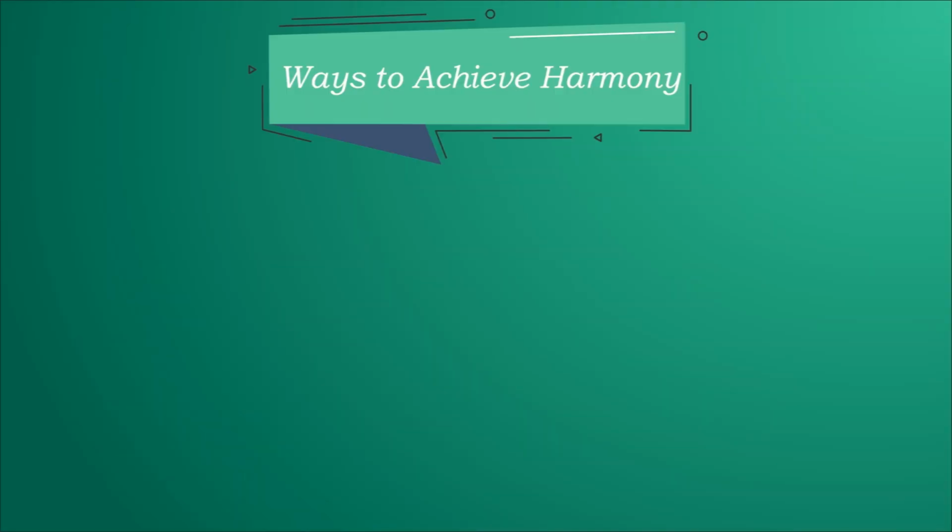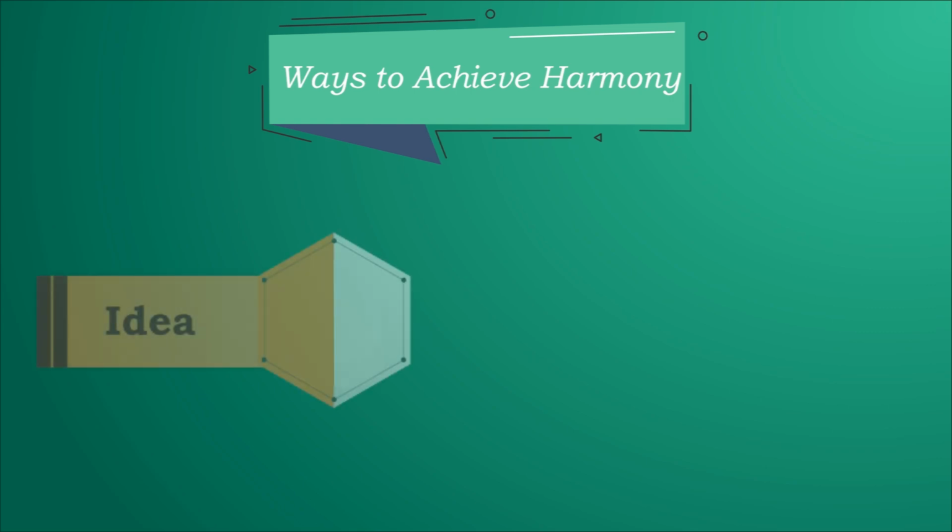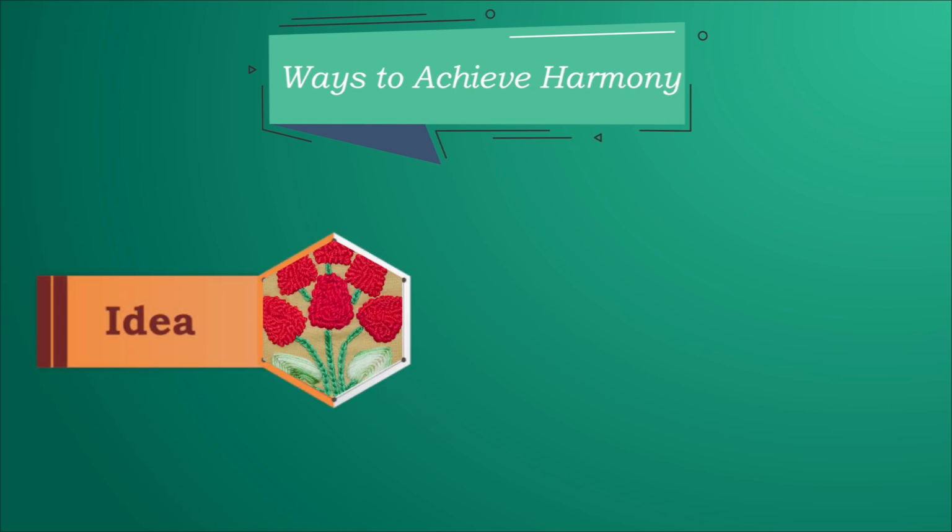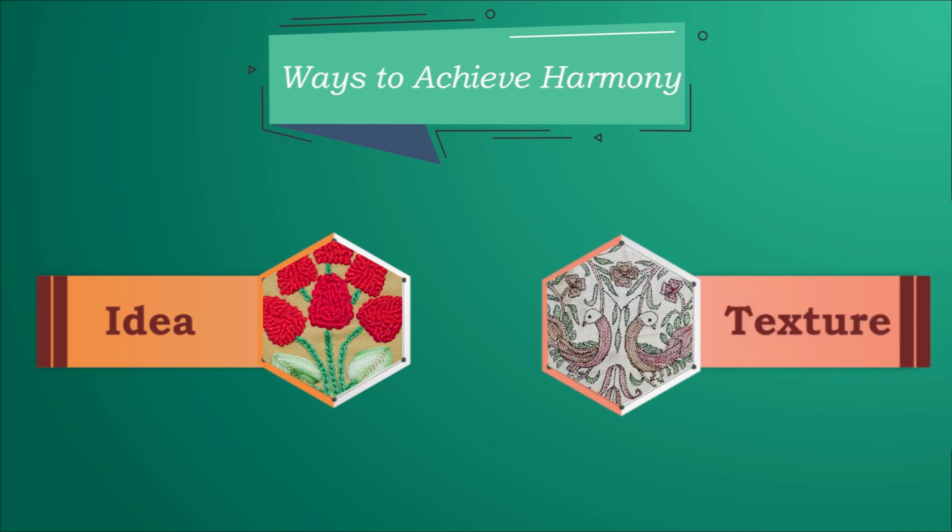Finally, we come to the most important one, which is ideas. The ideas must be related. Not forgetting that the textures that are there should also be interrelated to each other. Only then can harmony be achieved. Thereby, we have understood that there are 5 ways which we can use to establish harmony in a particular piece of art or design.